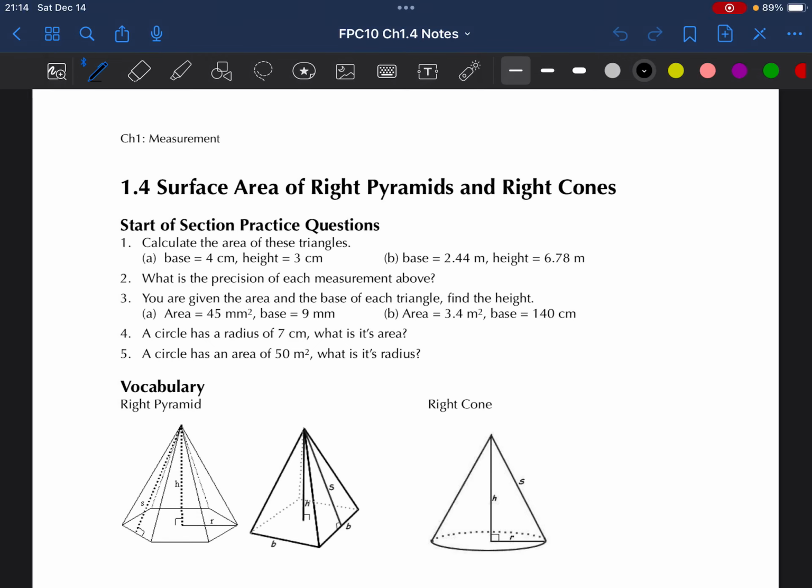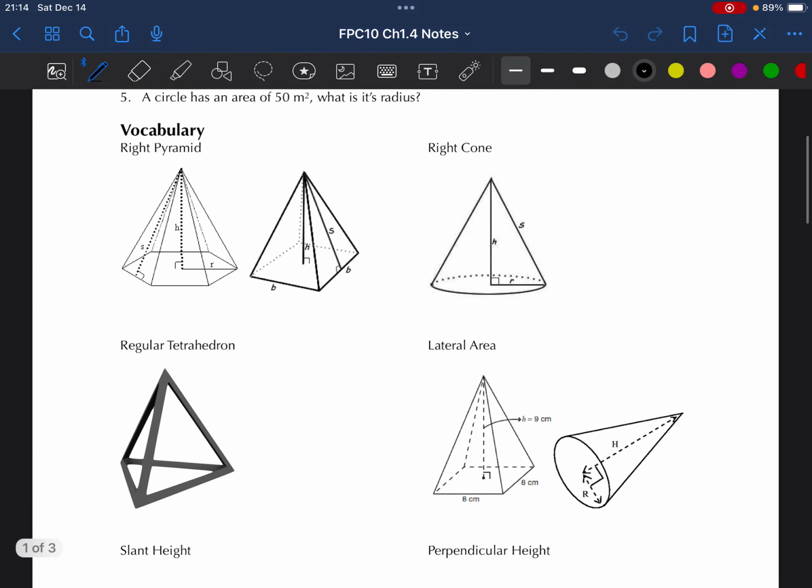All right, in this section, 1.4, surface area of right pyramids and right cones, we're going to look at how to determine the surface area of a right pyramid or a right cone. Now, a right pyramid is called a right pyramid because the perpendicular height from the top of the pyramid to the center of the base is at a right angle.